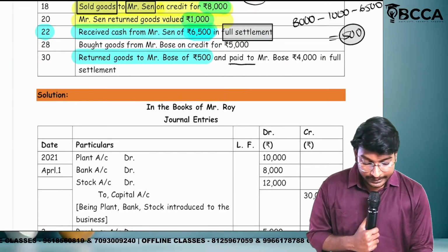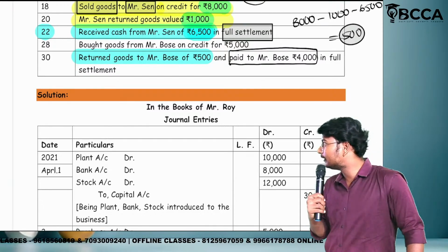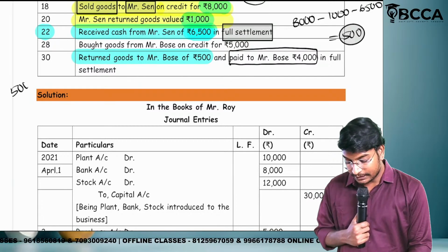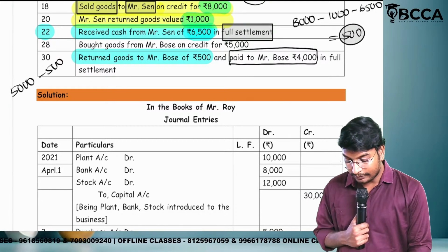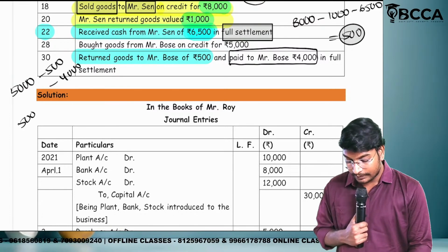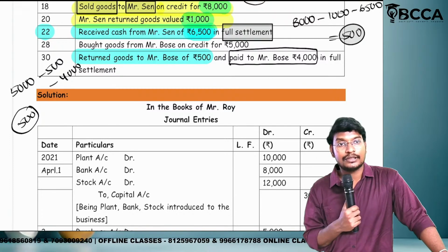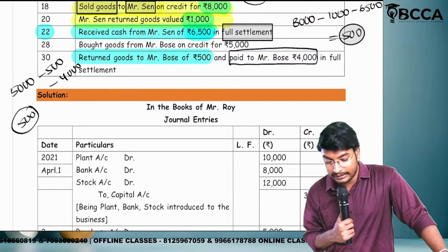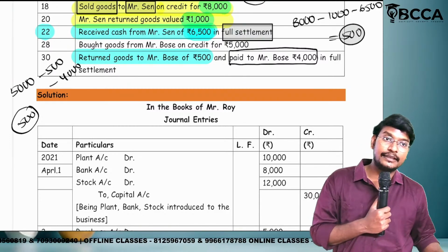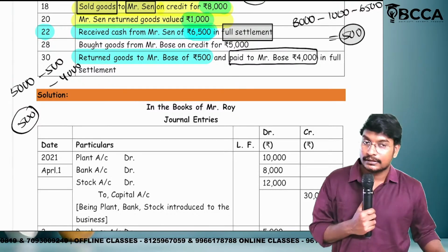Next, what is the transaction they have given? We have paid to Bose 4,000 in full settlement. Totally we have purchased for 5,000. In that we returned 500, minus we have paid 4,000. What is the balance amount? 500. Do we need to pay that balance? No, we need not pay. So this 500 is called discount received. This 4,000 we have paid to Bose. Cash asset, debit balance decreases, credit. Bose's balance will also decrease because Bose is a creditor.